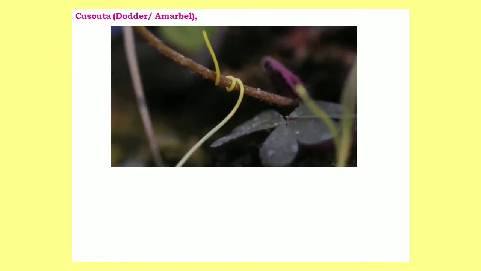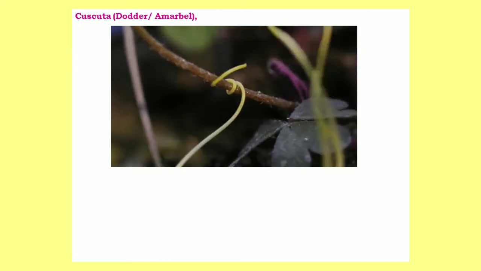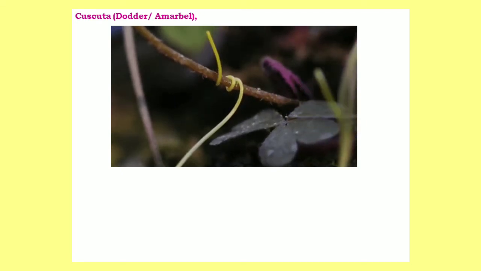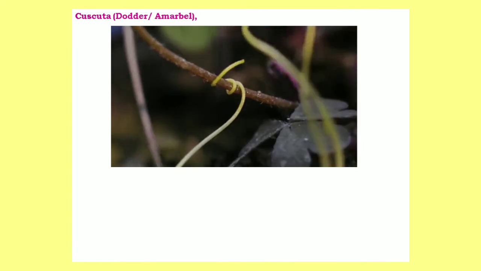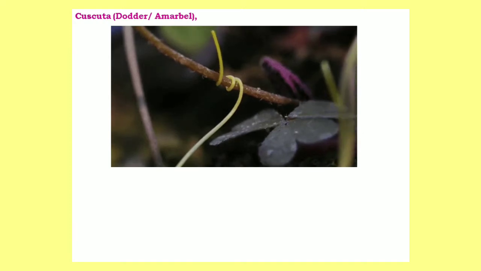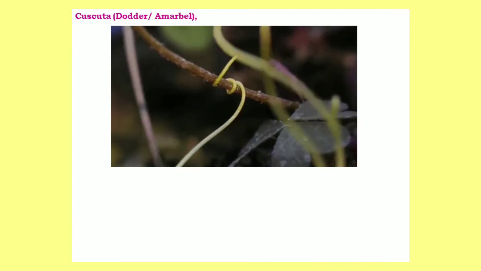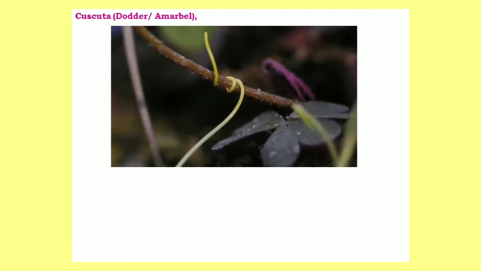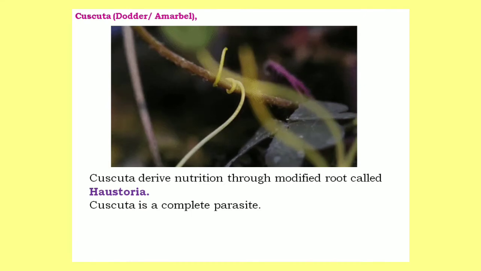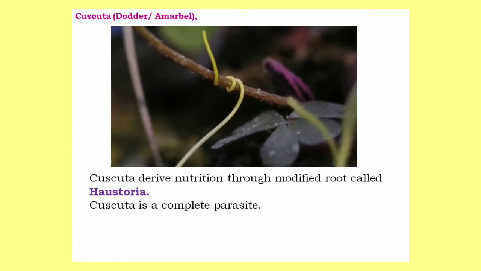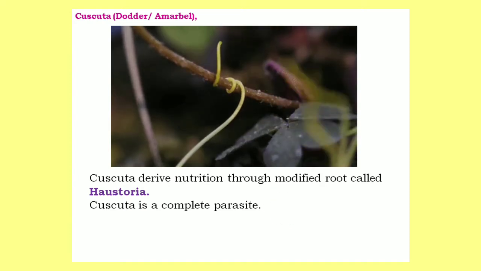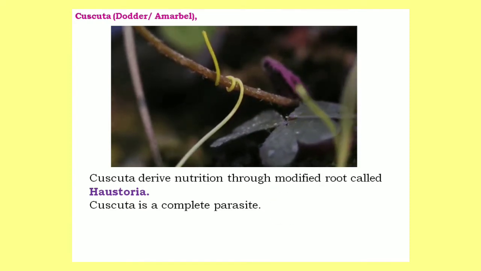This Cuscuta is a highly branched, golden yellow, leafless stem without normal root. Its golden yellow stem is thread-like and twined around the stem of the host, growing as a climber. The twining stem of Cuscuta develops special roots called haustoria where it comes in contact with the host plant. These haustoria suck or derive nutrition from the host plant. So Cuscuta is an example of a complete parasite.